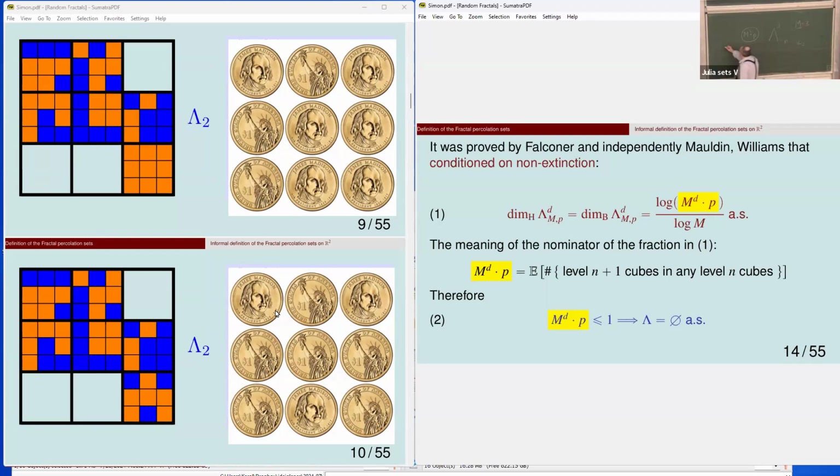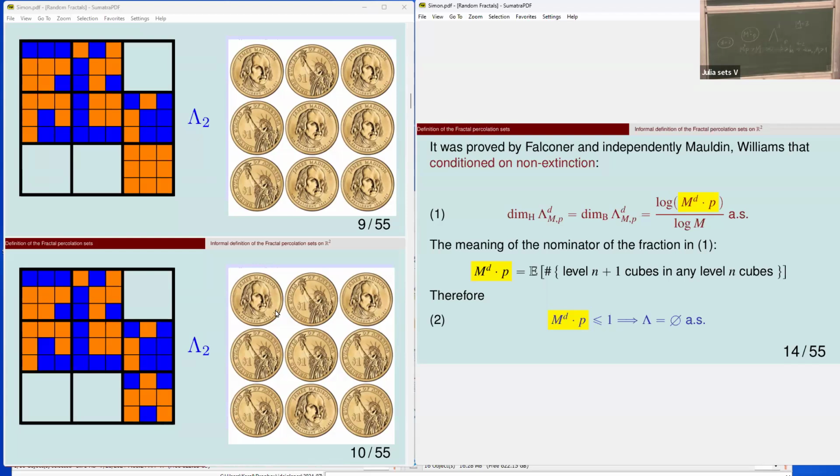What does that mean? For example, if we are on the plane, as we will be many times, well, if this m squared p is bigger than m, which happens if and only if p is bigger than 1 over m, then the Hausdorff dimension of lambda will be bigger than 1. This will be an important condition.